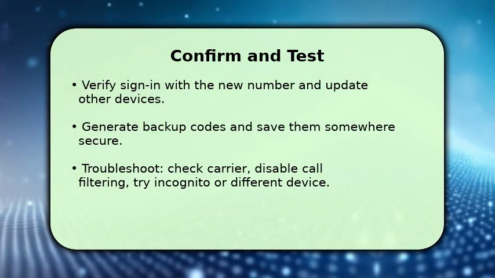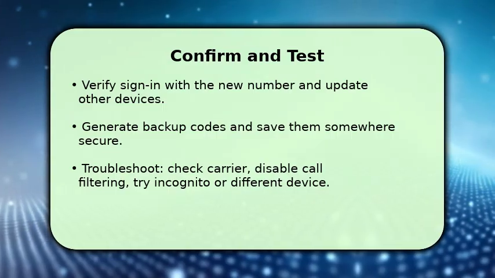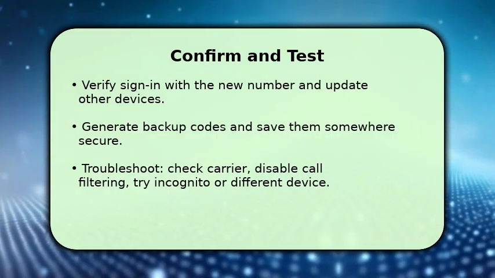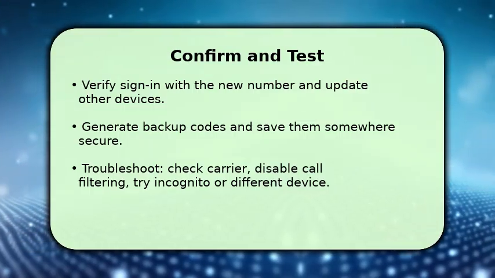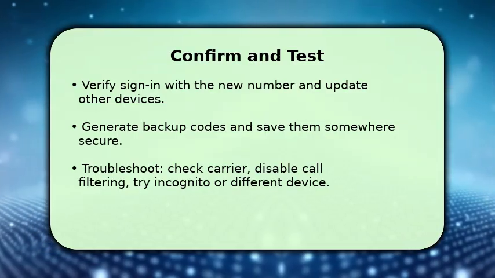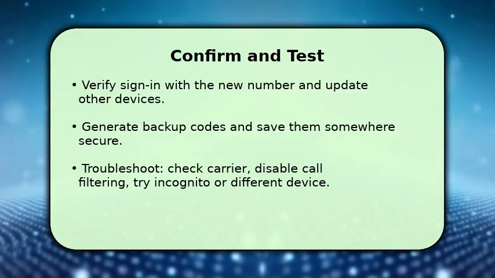If you run into trouble, one key tip is to check the carrier or phone settings for blocked short codes or spam filtering. Switching to a different network or using a temporary SIM often resolves persistent delivery issues.